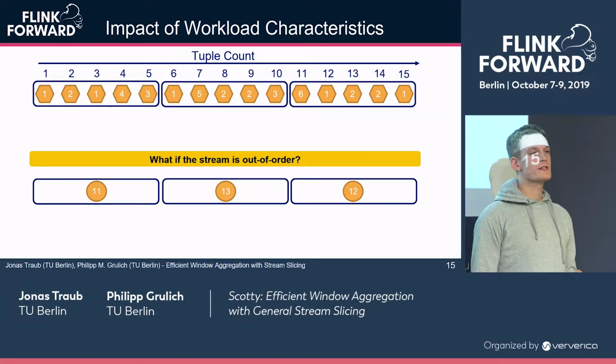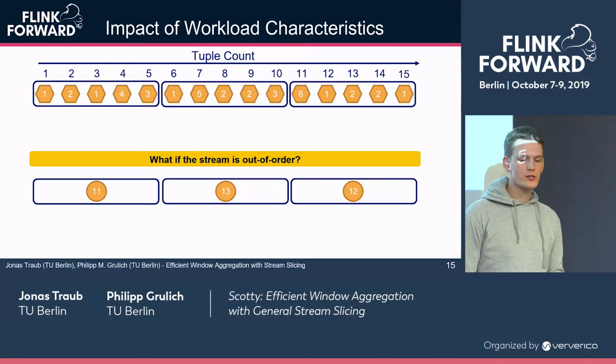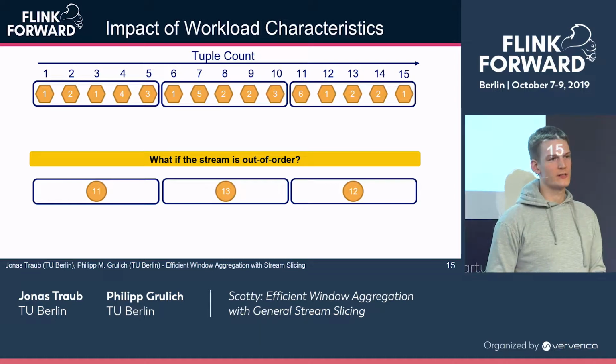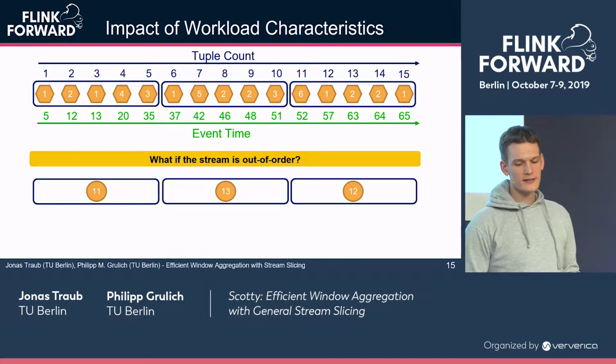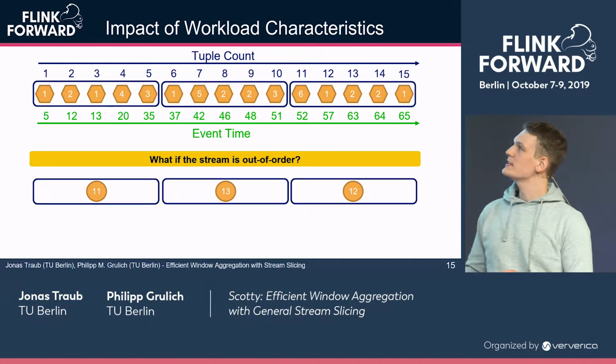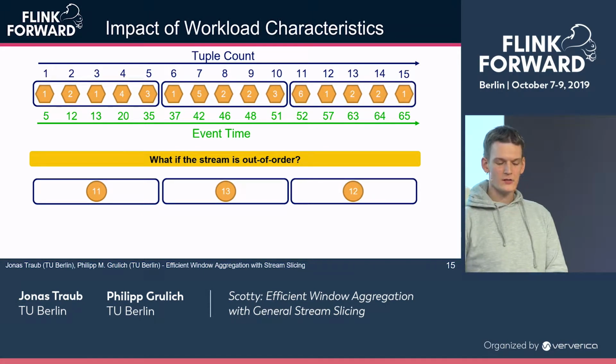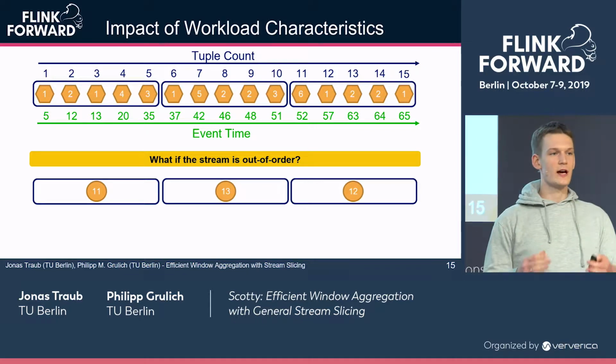So now, what if the stream is out of order? And there, to think about this, we have to briefly check how stream order is actually defined. So this brings in yet another timeline, which here is the event time, and we have some event timestamps here which define the order of the tuples in the stream. So what happens now if we receive an out-of-order tuple?